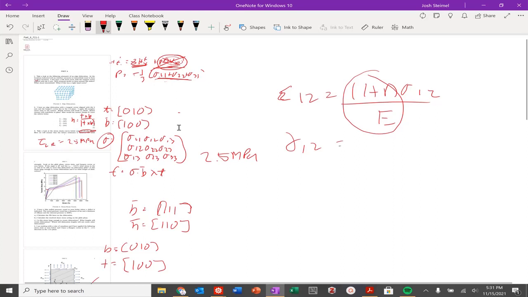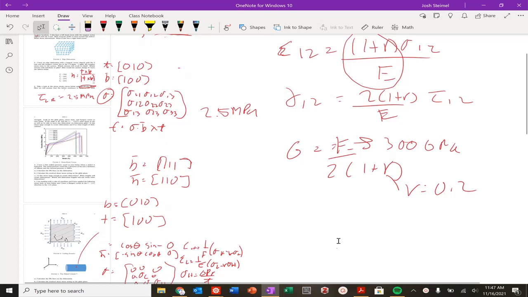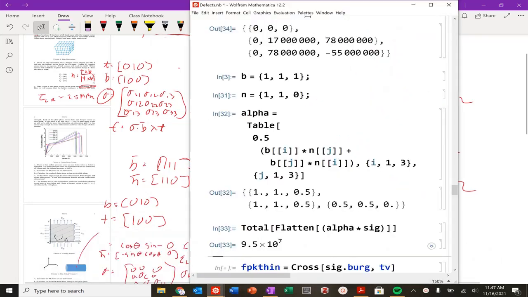gamma 1, 2. We divide this out, and then we can write those values here. And we know that basically I could rewrite this in terms of my shear stress, tau 1, 2, the same thing. It would just be 2, 1 plus nu over E. So my shear modulus G would be equal to E over 2, 1 plus nu. We know that E is equal to about 300 GPa for our ceramic, nu is equal to 0.2, and now we can go ahead and start to solve this problem. So now we can actually get an estimate for our G.